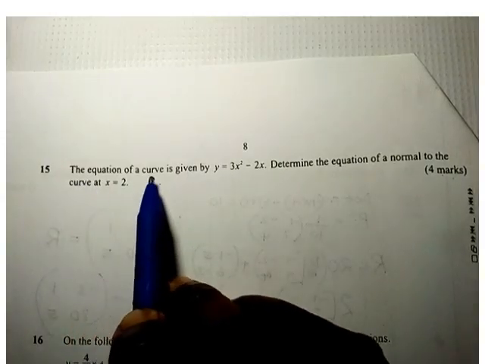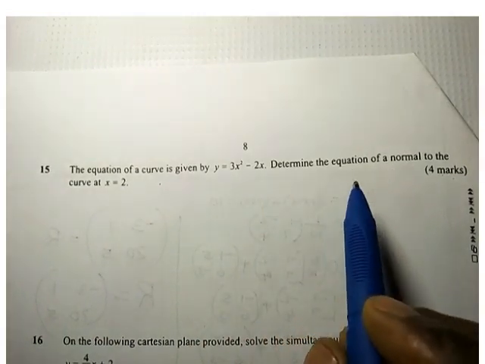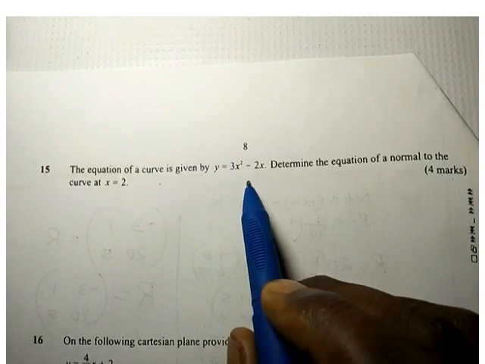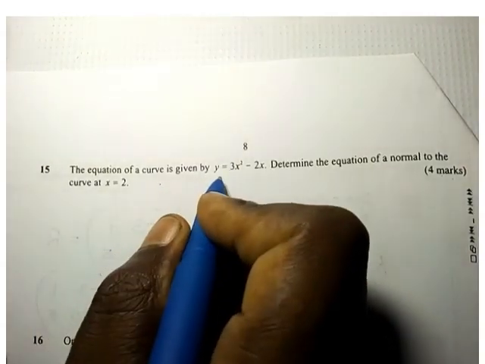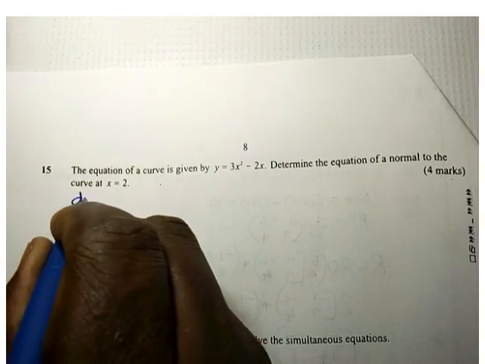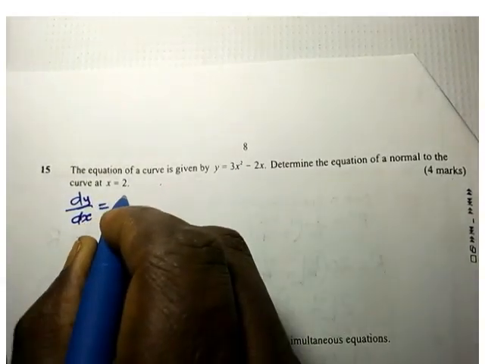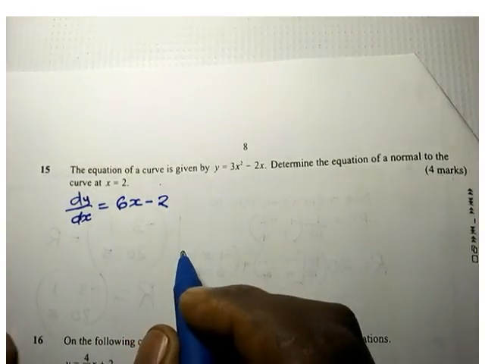The equation of a curve is given by this. Determine the equation of the normal to the curve at this point. So if we have been given the equation of the normal, first we must get the gradient function. The gradient function, we differentiate this once, that is dy over dx. We differentiate this one, it is going to be 6x minus 2. So that is our gradient function.